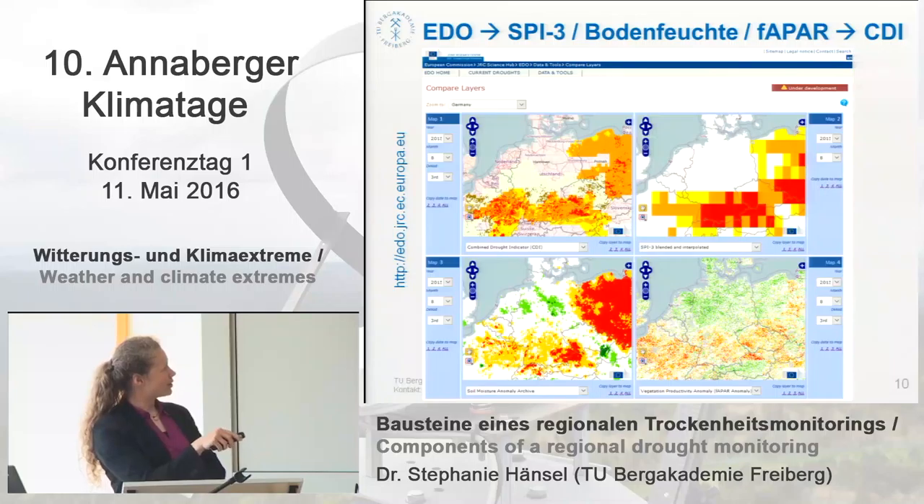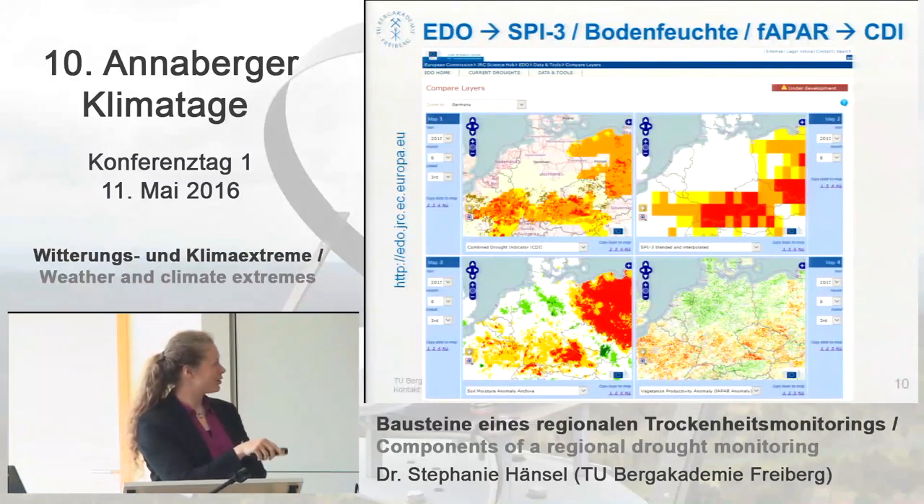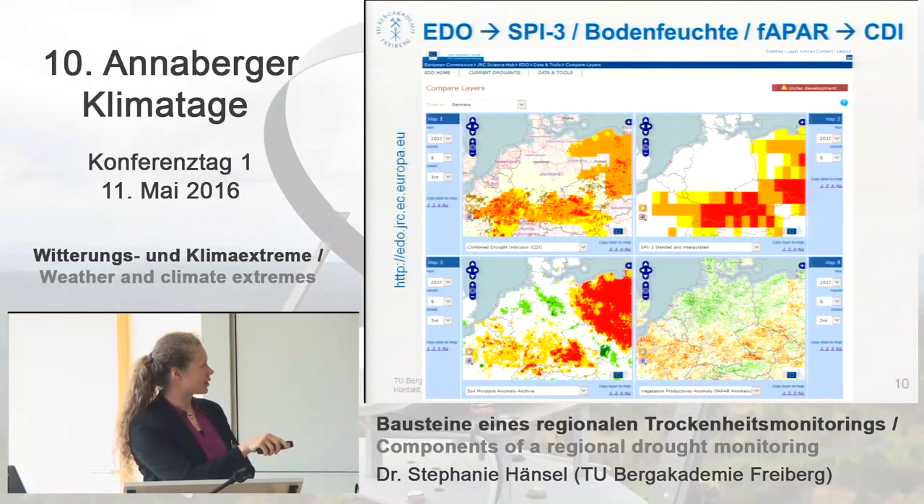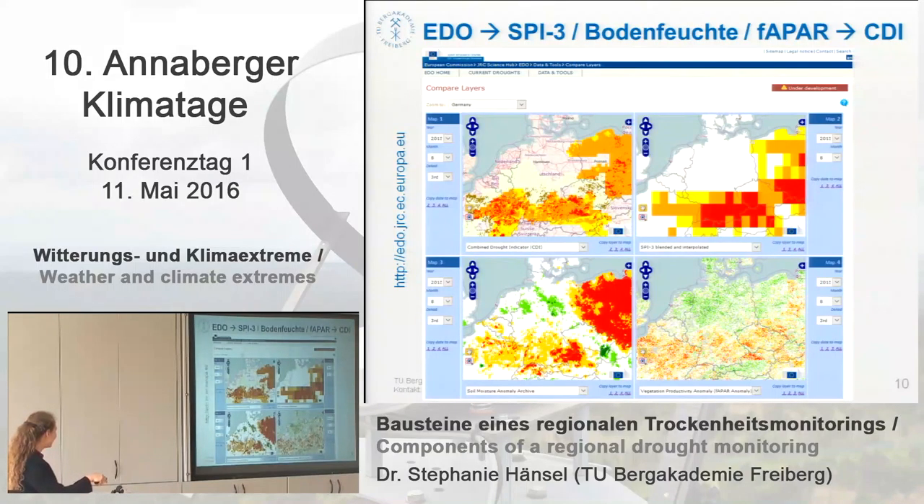Let's have a closer look. This is the European system. There are three indexes used and a combined drought index, or drought indicator, there are two ways to spell it out. So we have a 3 month time scale in the past, and then compared with the standardized climate map, and a vegetation anomaly can be shown. These three maps are combined in order to come to the drought assessment map.